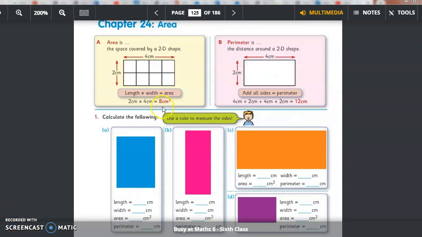Take particular care in how you write your answer. So if it's area, for this one it's 8 centimeters squared. Look how small the 2 is, and it just touches the top of the M. For perimeter, you just write 12 centimeters. There's no need for anything to follow it. Use a calculator if you wish. Take care in your presentation.